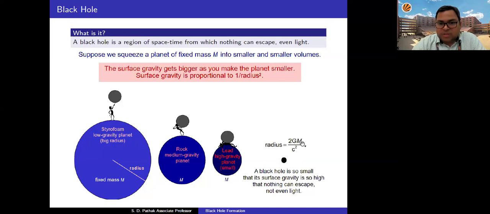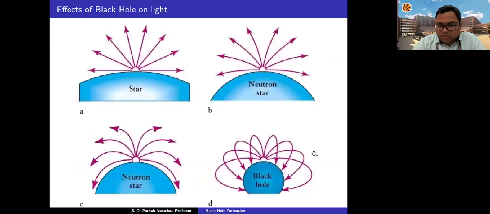Substitute the mass of the Sun here, about 2 times 10 to the 30 kg, and the rest of the constant values, and the radius comes out to 3 to 4 kilometers. So in a hypothetical situation, if our Sun started to collapse to a radius of 3 or 3.5 kilometers while the mass stays constant, then even light cannot escape from that surface, and that is called the event horizon. So event horizon is the technical term.